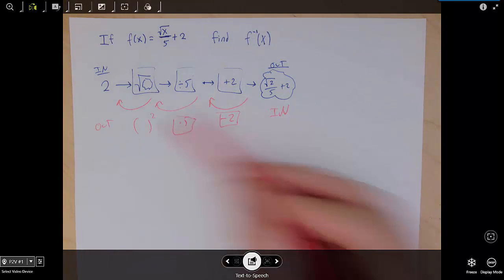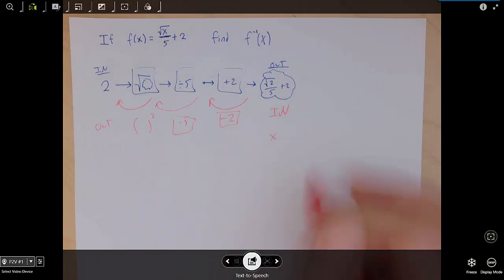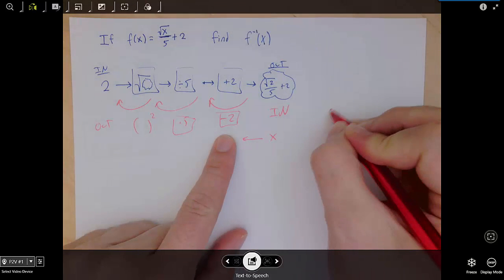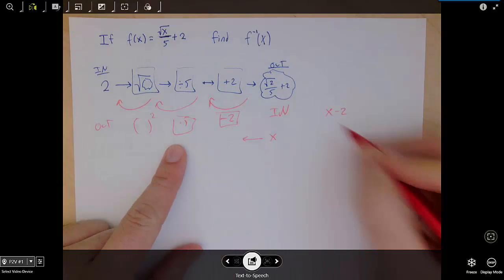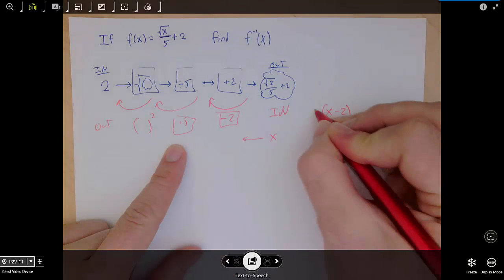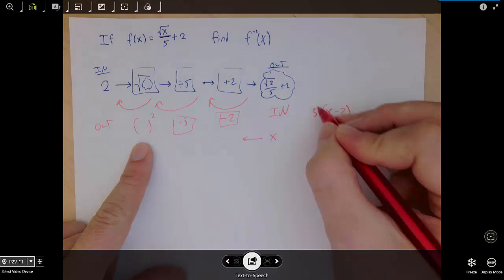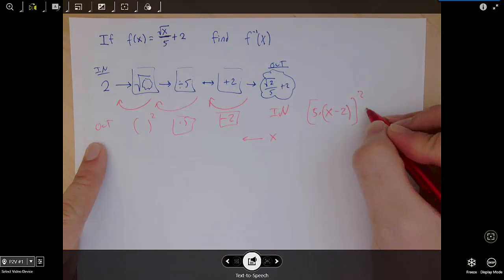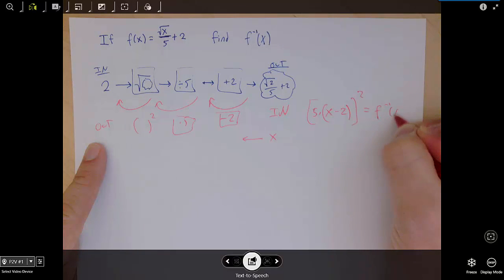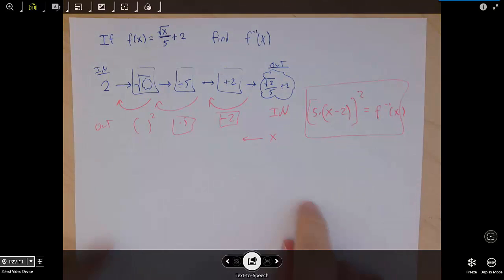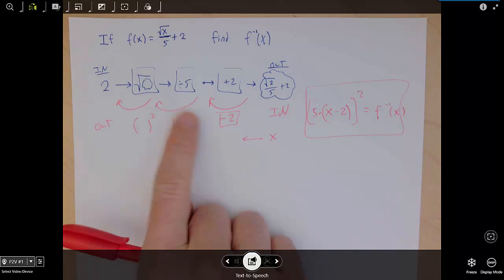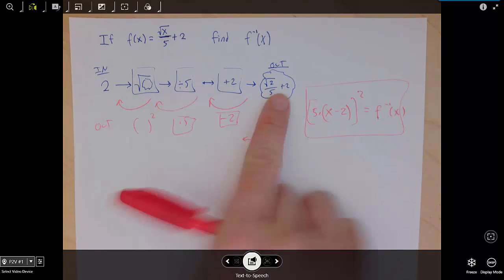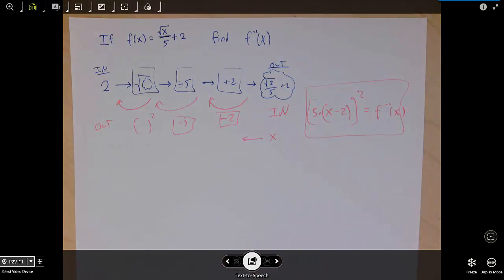So what would this look like as a function? If my input is x, for example, first I'm going to subtract 2 from my x, then I'm going to multiply that by 5, then I'm going to square that whole expression, and then I get my output. So this must be what the inverse function is, because it step by step applies the same operations as the f function, but in reverse order, and the opposite of each of the steps.